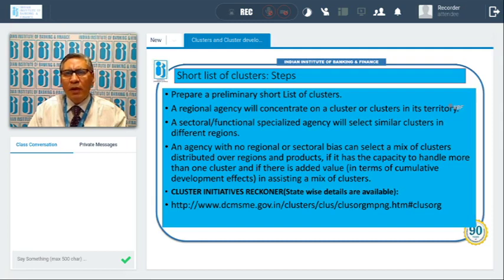The cluster initiatives reckoner. State-wise details are given here. So this is the website address where we can find out state-wise details. This is the Ministry of MSME, www.dcmsme.gov.in/clusters/class/classgroup. So this is the website from where all these details can be found out, where the cluster initiatives have been taken, and these details are available state-wise.